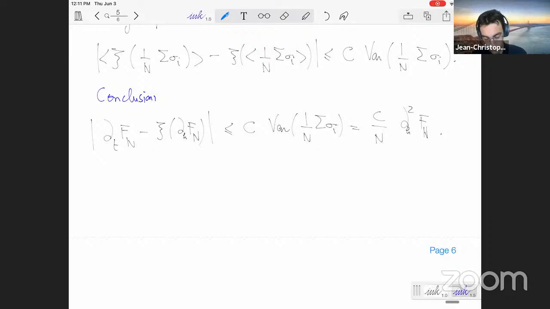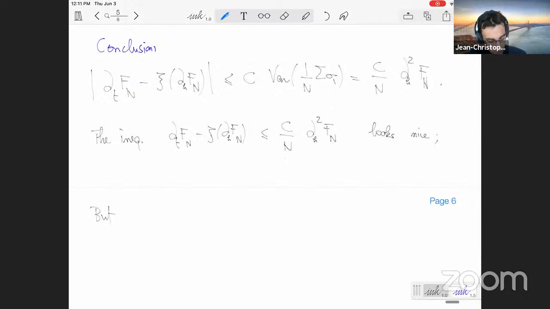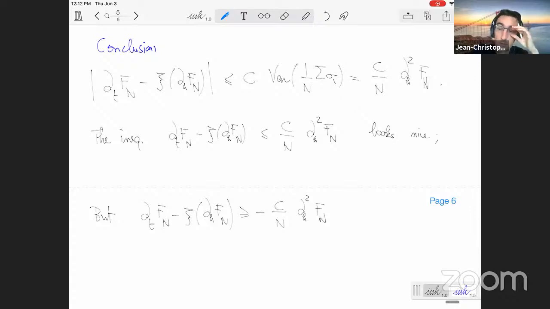Okay, so let me say the inequality. So again, as was pointed out in the chat, maybe it's best to just think of this as being two inequalities. And this one is nice and similar to what we have used before. Looks reasonable. Looks nice, let's say. But the converse inequality, which says that this is larger than minus C over n times the second derivative, looks scary because here we have minus a small term times the second derivative. Looks bad because we have a minus sign.